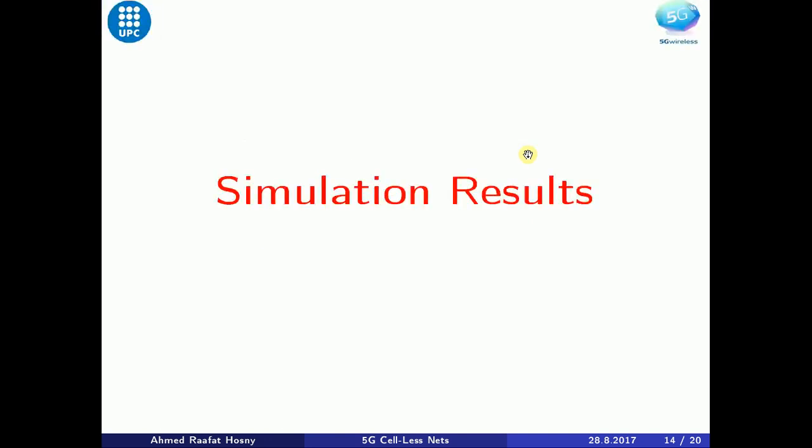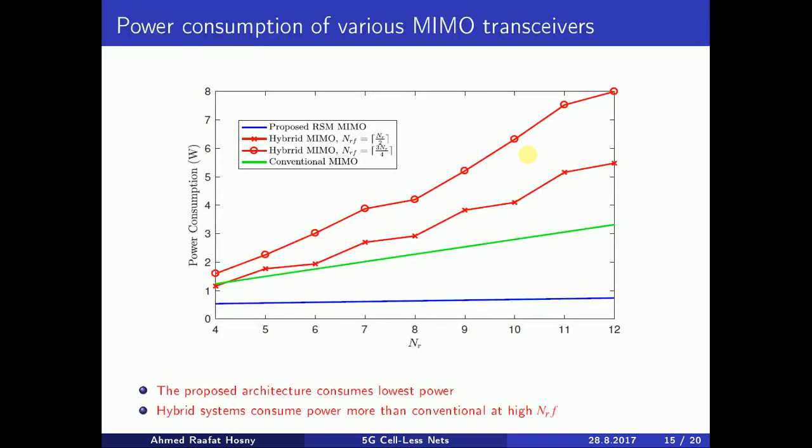Now I will talk about the simulation results. This figure shows the power consumption versus the number of receive antennas for the proposed scheme in blue, the hybrid in red, and the conventional MIMO in green. As we can see, when the number of receive antennas increases, the hybrid architecture may consume more power than the conventional MIMO. It depends on the number of RF chains, and our proposed scheme is the most power efficient.